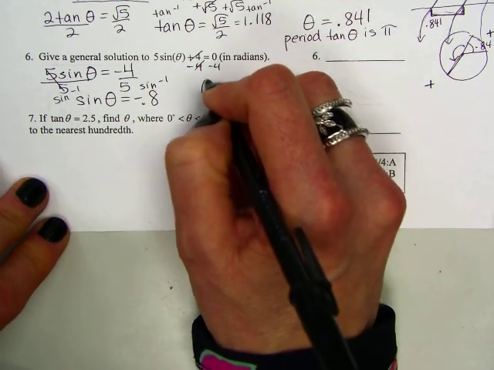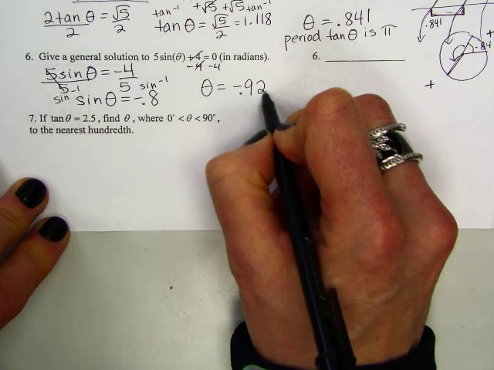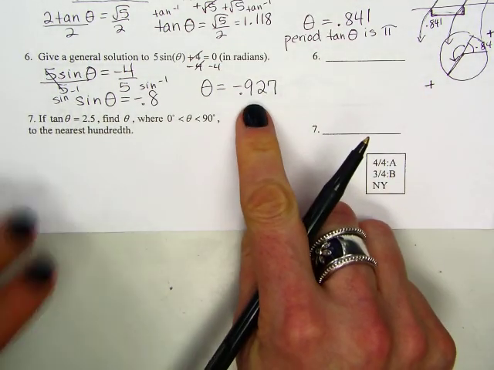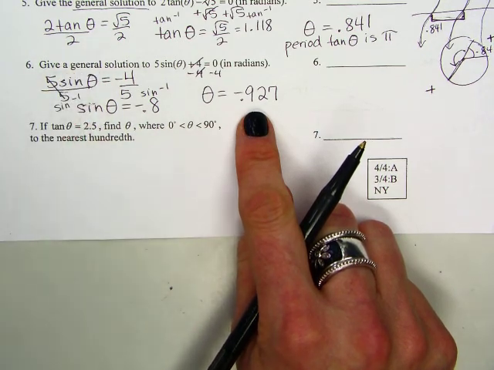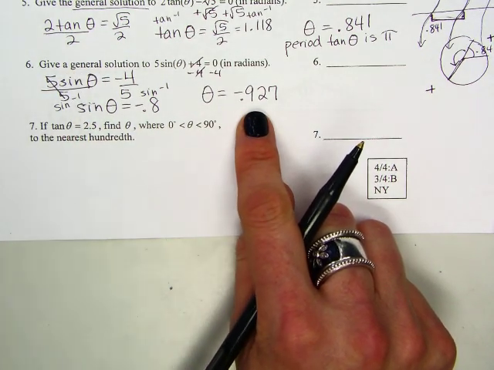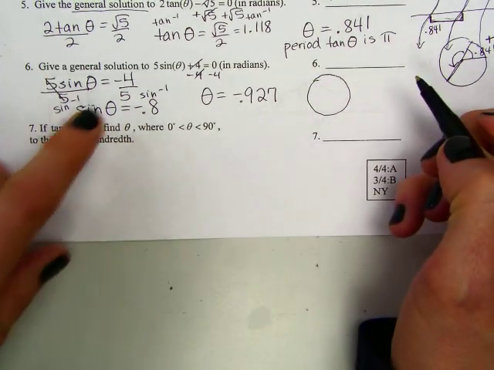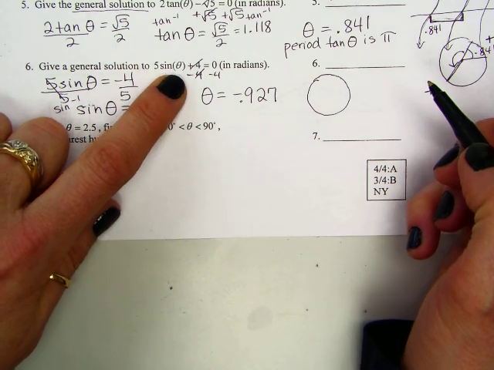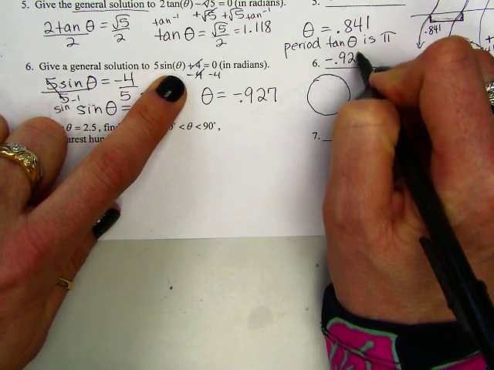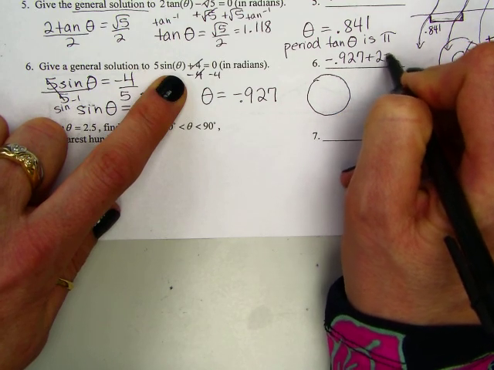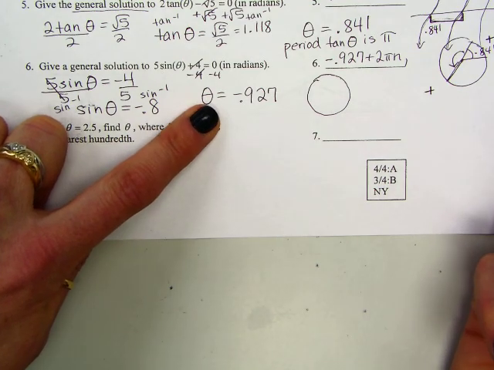And I get -0.927. Okay. Now I'm not going to do anything about the fact that it's negative, because here I do a general solution. So I'm going to be okay with the fact that it's negative. You could turn it into some positive angle, but I'm not going to worry about that here. But I do know that sine has a period of 2 pi, so one of my answers is going to be -0.927 plus 2 pi n. But this is either only up wave or down wave, and I need to find the other one.